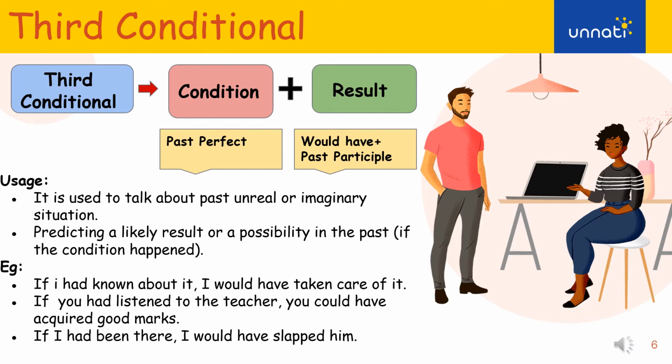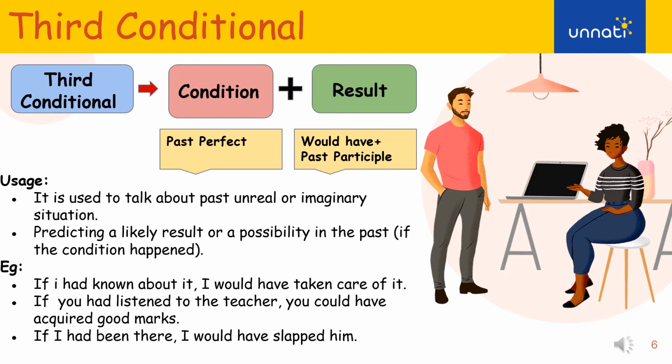It is used to talk about past unreal situation or past imaginary situation. It is also used for predicting a likely result or possibility in the past, if the condition at all happened in the past. So it is used to talk about past unreal or imaginary situation. It is also used in predicting a likely possibility of the past, if the condition happened in the past.